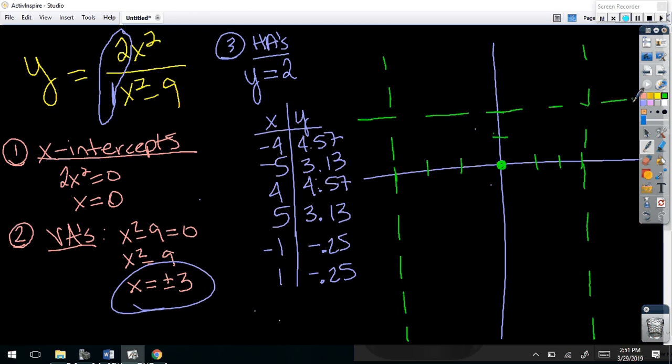I did not leave enough room for my graph. This sucks. Oh well. Okay.